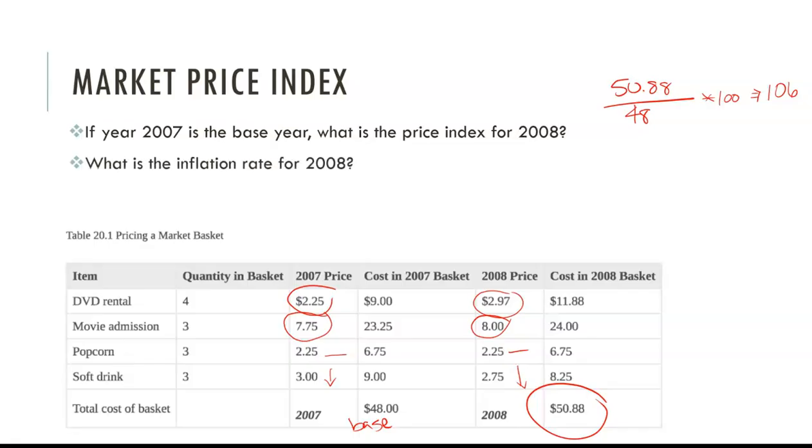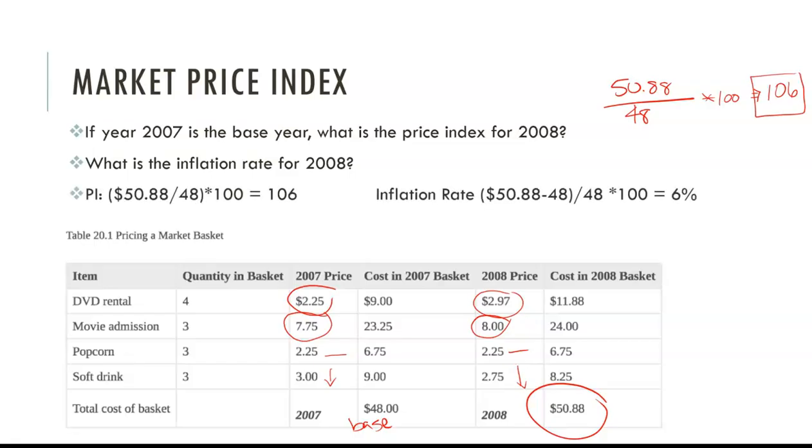What is our inflation rate for 2008? So the price index is 106. What is our percentage or our inflation rate? To get the inflation rate, we want to calculate the change in price. So $50.88 minus $48. So the change in price: new minus old divided by old times 100. This is going to give us an inflation rate of 6%. So 106 represents an inflation rate of 6% over the base year.